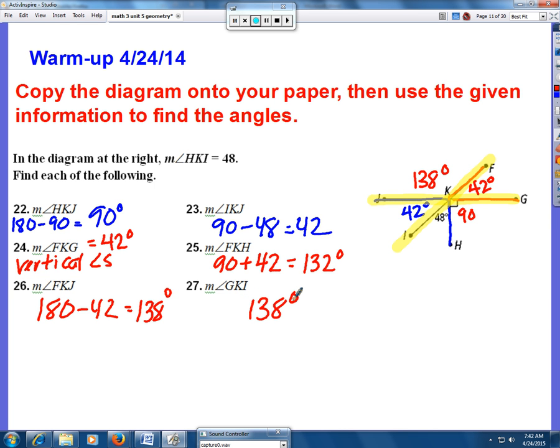Could I have done that as vertical angles? Yes, because this is a vertical angle with this. So you'll notice when we start doing these, there's more than one way to find these answers. You might think a little differently than me or the person next to you, so do it the way that makes sense to you, as long as you're getting the right answer.